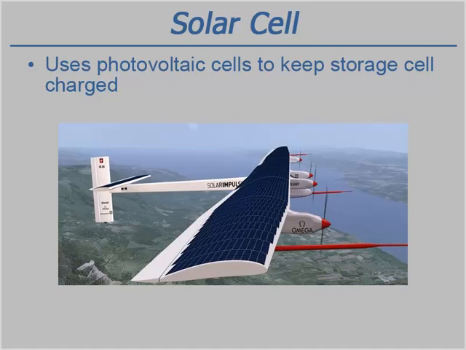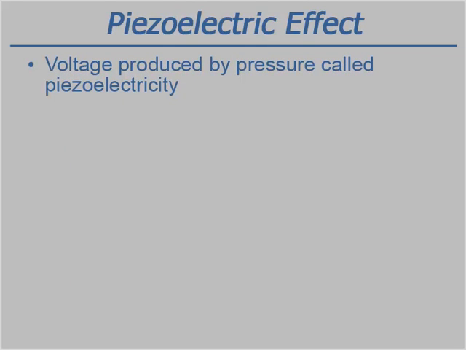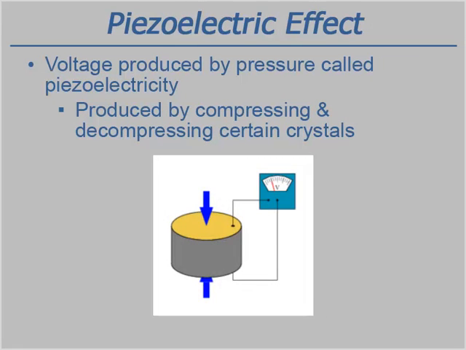A solar cell uses photovoltaic cells as primary cells to keep a storage cell charged. When voltage is produced by pressure, it is called piezoelectricity. It is produced by compressing and decompressing crystals of certain substances.